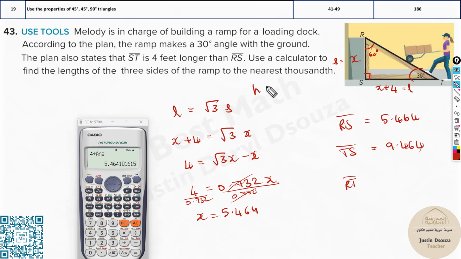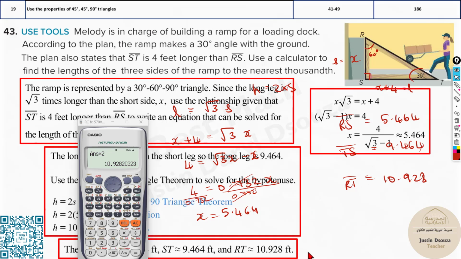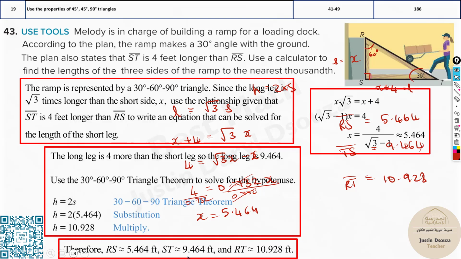And what about RT? The hypotenuse over here is always given as 2 times S, isn't it? So this is S. I just have to multiply it by 2. So whatever the answer, just multiply it by 2. Here you go. The answer is 10.928. So these are the three sides: 10.928, 9.464, and 5.464.